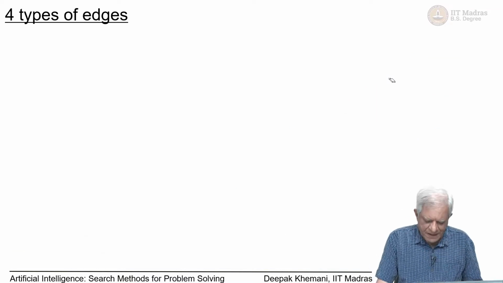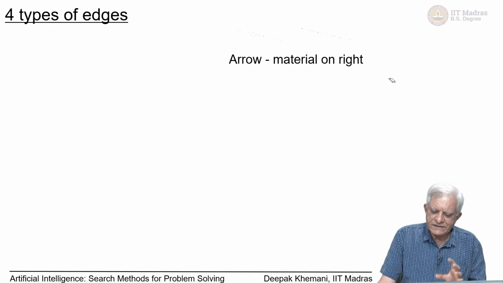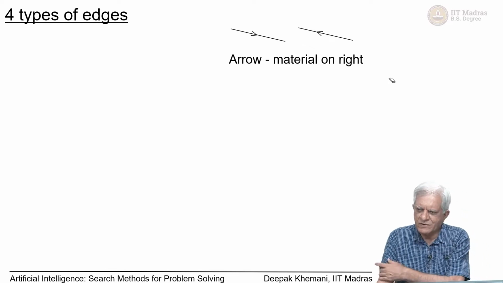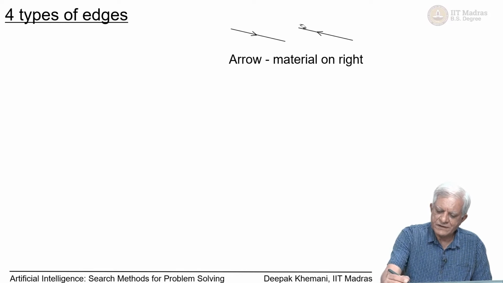So, there are 4 types of edges in such an object. One is labeled with an arrow. So, we are trying to label the edges in the line drawings in a consistent fashion. One of the labels that we will use is an arrow essentially. So, we have drawn it pictorially here, but we could use a symbol also. What does it mean? It means that the material is on the right side of the object.